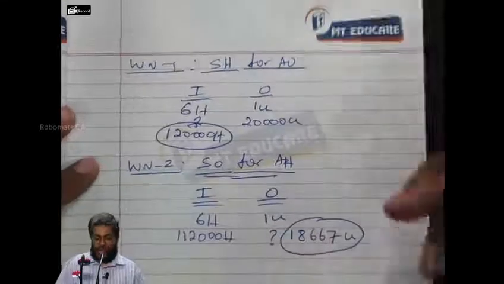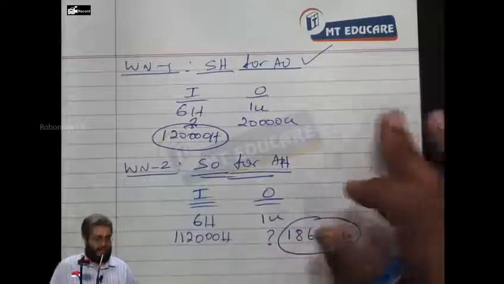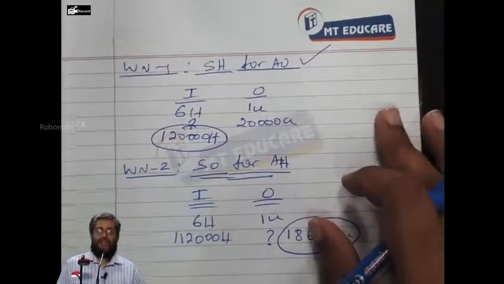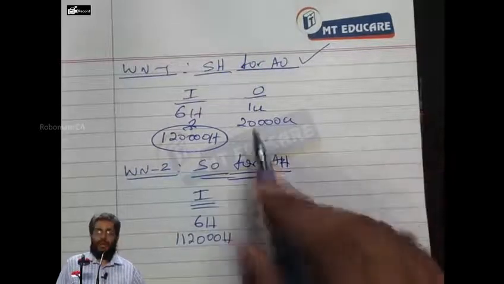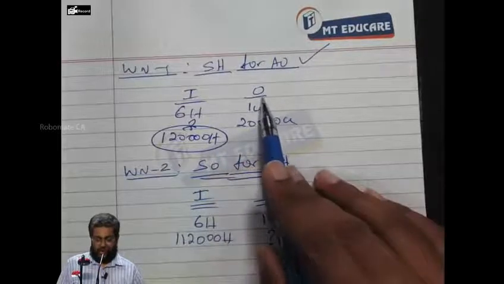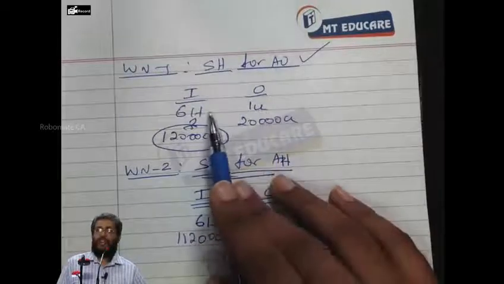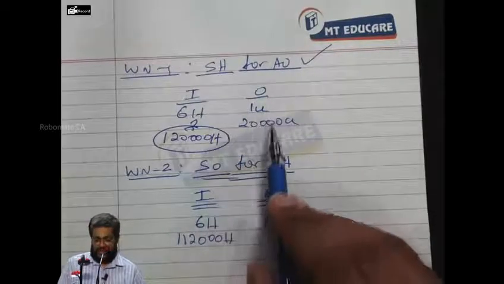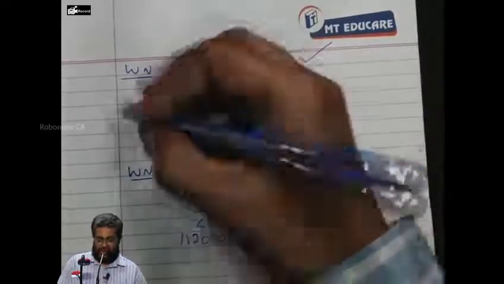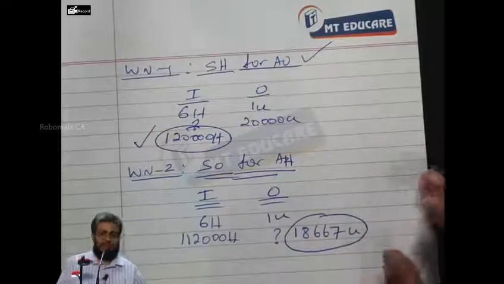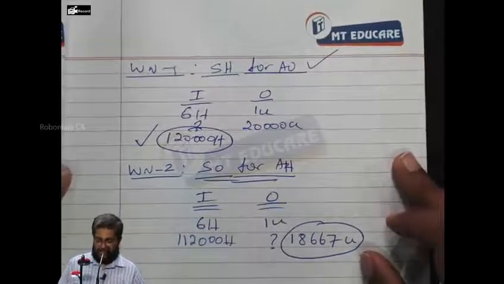Working note number 1. SH means standard hours for actual output. Input output ratio: output is 1 unit, input is 6 hours. Who fixed this? Budget. Okay, 1 unit 6 hours. What is the actual output? 20,000 units. What is the time allowed? 1,20,000 hours.